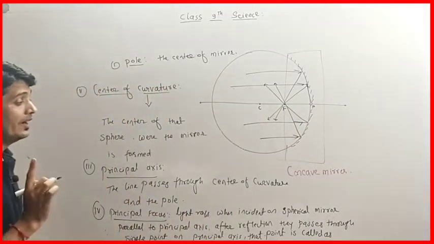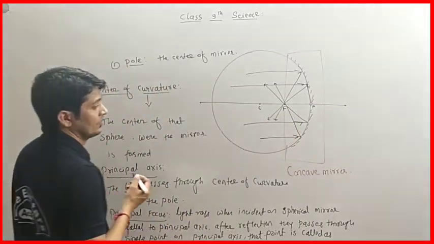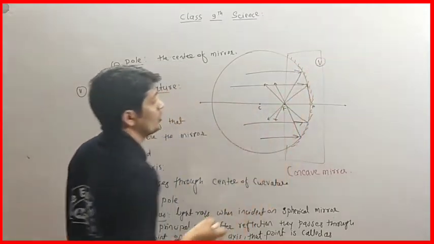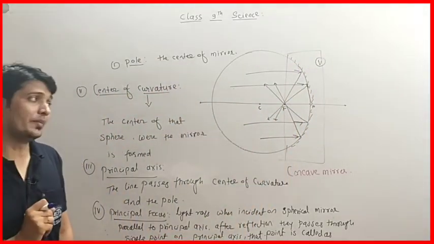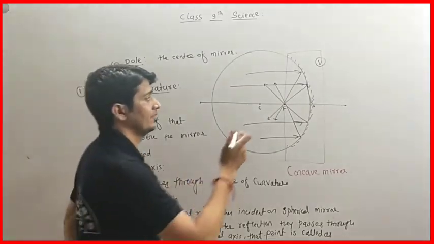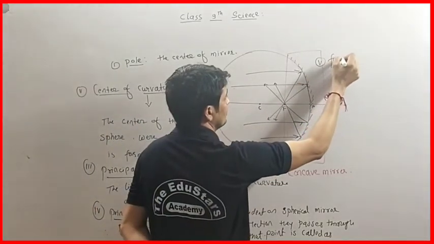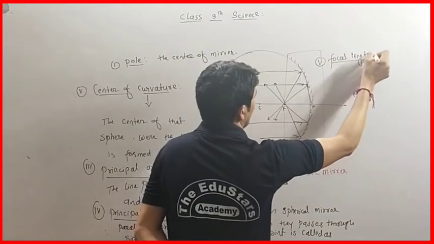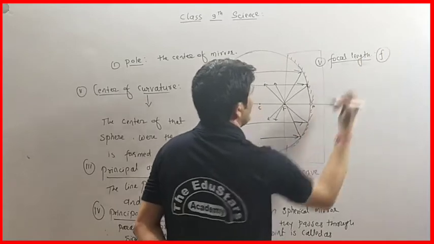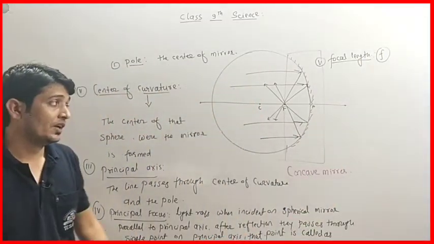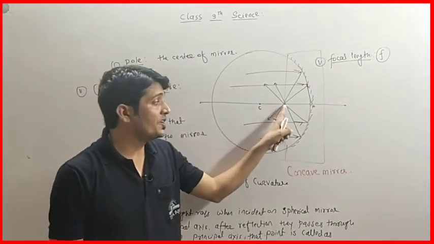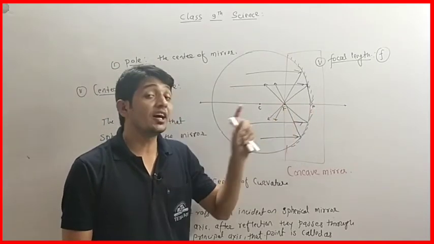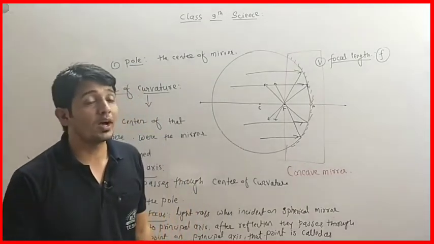Okay, now next concept. Fifth concept related to the spherical mirror: focal length. Focal length को हम small f से represent करते हैं. So the distance from principal focus to pole. प्रिंसिपल फोकस से पोल तक का जो डिस्टेंस है हम उसको बोलते हैं फोकल लेंथ.